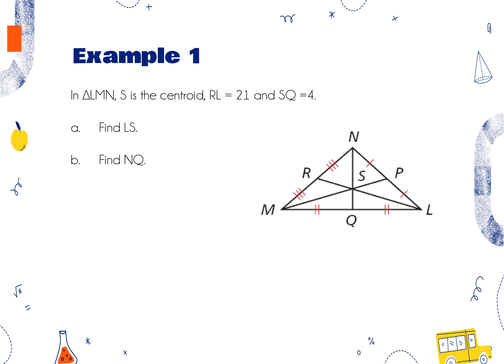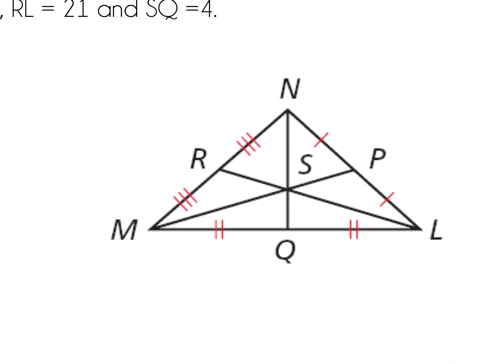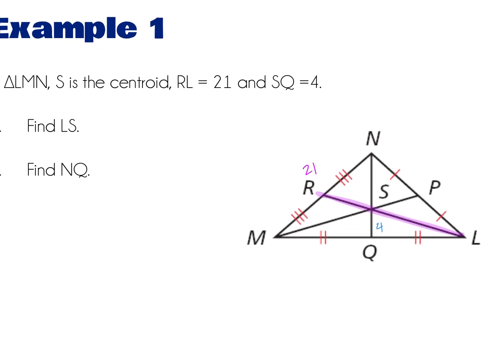All right, so looking at this example, it says triangle LMN. In triangle LMN, S is the centroid. RL is 21, SQ is 4. So just highlighting RL, this entire line right here is going to be 21. And then SQ is 4. What do they want me to find? Find LS. How would I find LS?